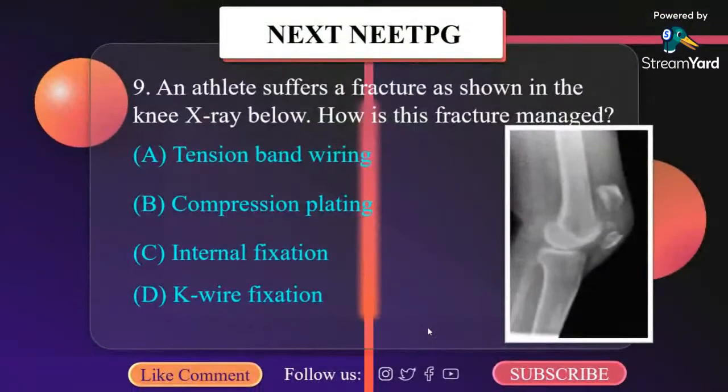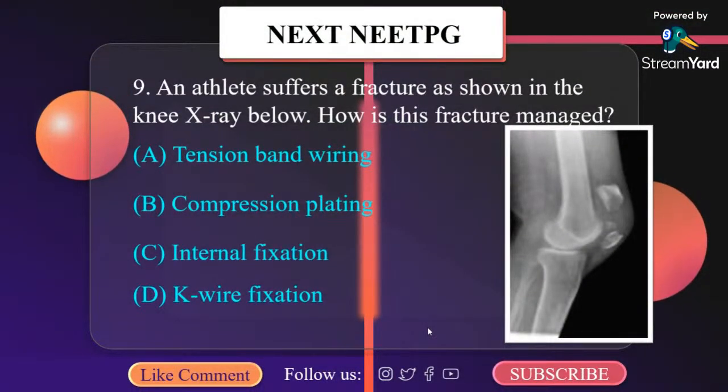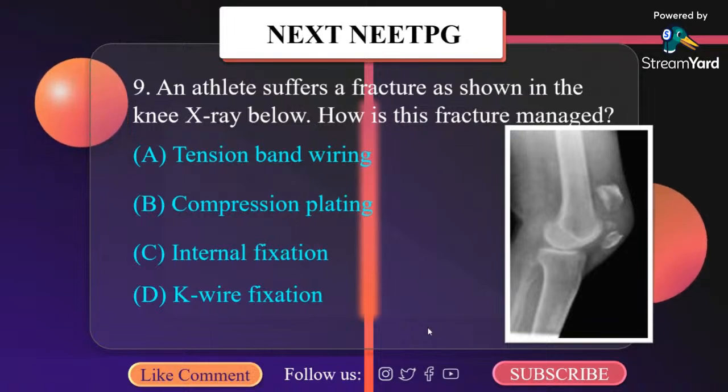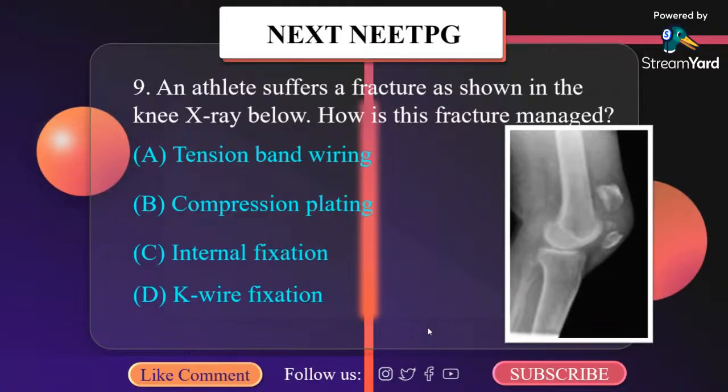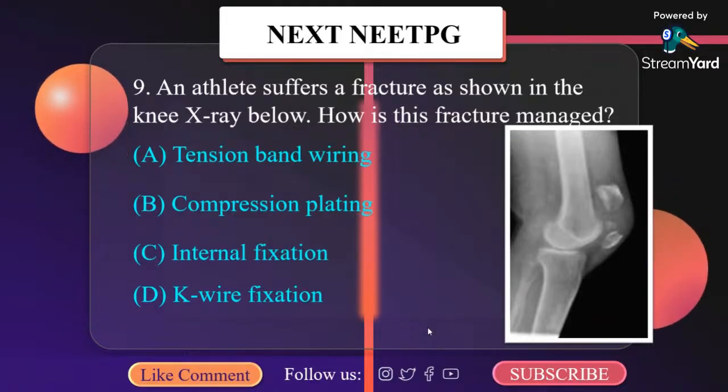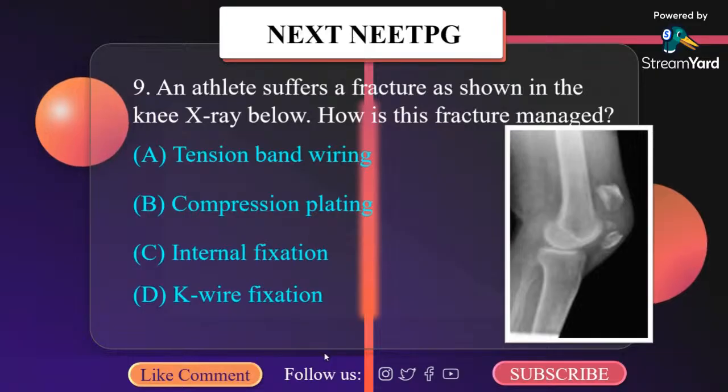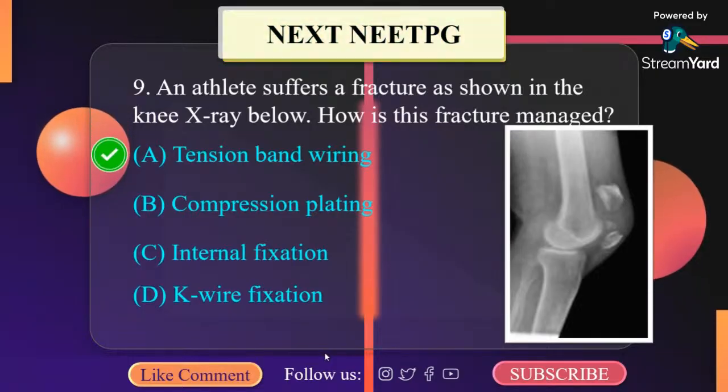An athlete suffers a fracture as shown in the X-ray below. Well, it is an X-ray of the knee. How is this fracture managed? A. Tension band wiring. B. Compression plating. C. Internal fixation. D. K-wire fixation. Well, it is tension band wiring.